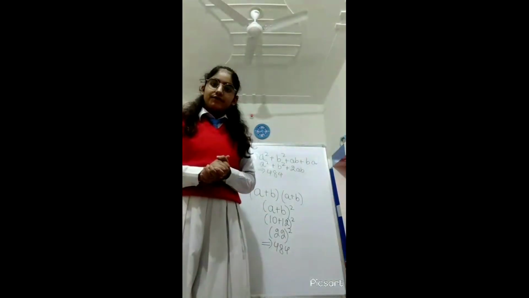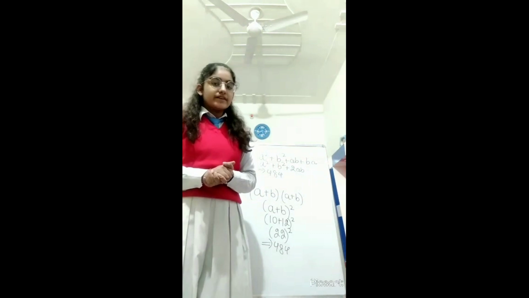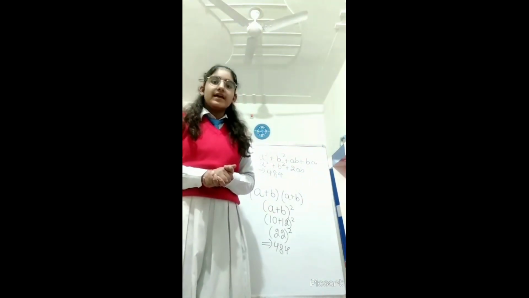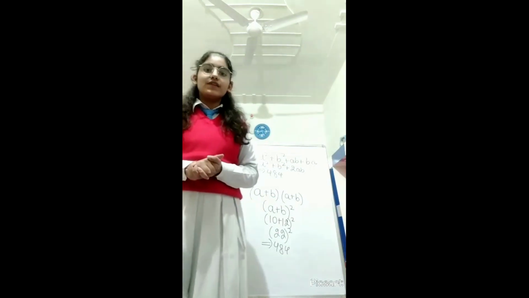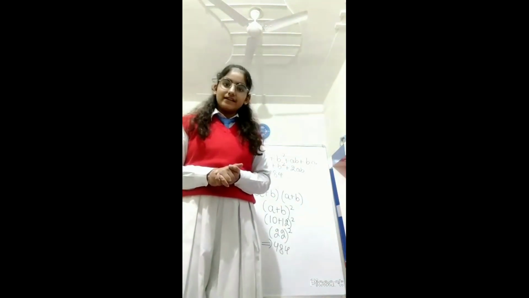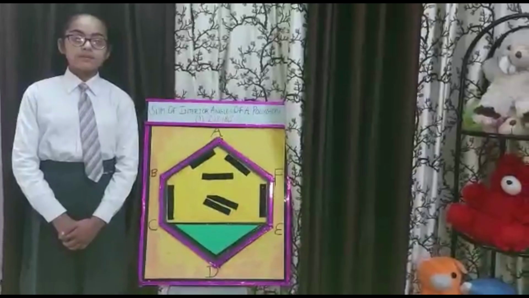So hence we have verified the identity, that is a plus b whole square is equal to a square plus b square plus 2ab. And in this way, we can also prove the identity a minus b whole square. I hope it is clear to you. Thank you.